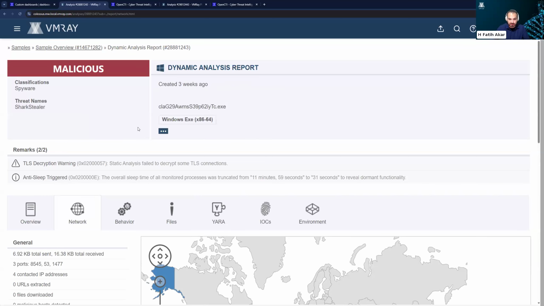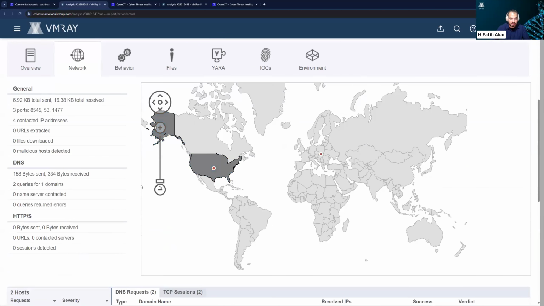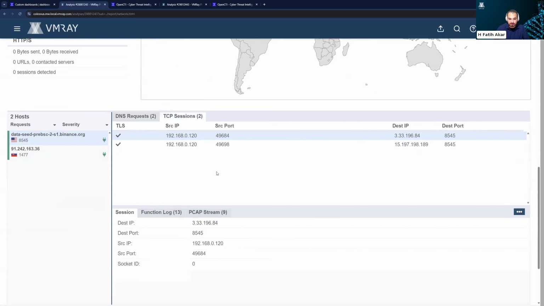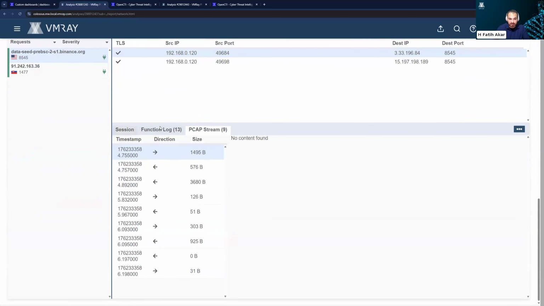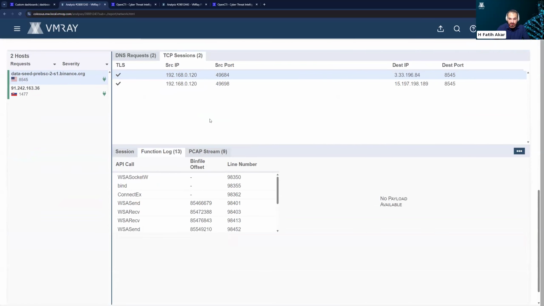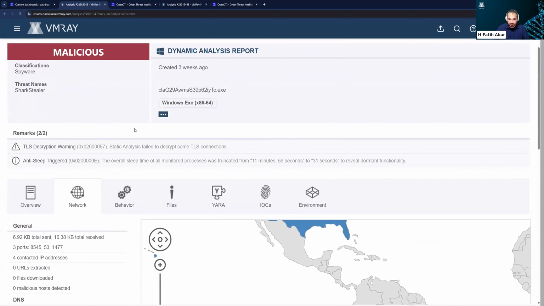Again, as you know, Shark Stealer is a stealer. It just tries to capture the inputs from the clipboard and just tries to collect a lot of data from the endpoints that it is infecting. But here we also see which countries it is trying to connect to, what is happening in the TCP session, and what is being sent actually in the PCAP stream, and what kind of function logs this particular behavior was tied to. And as you can see, all of these details are available for you to navigate and try to understand more about the nature of this threat.